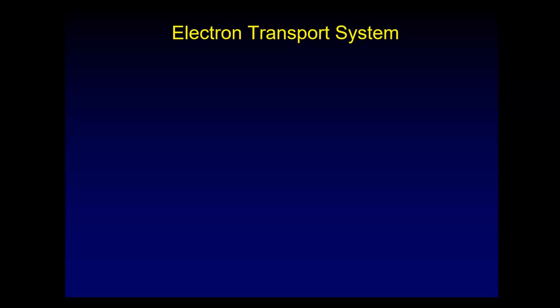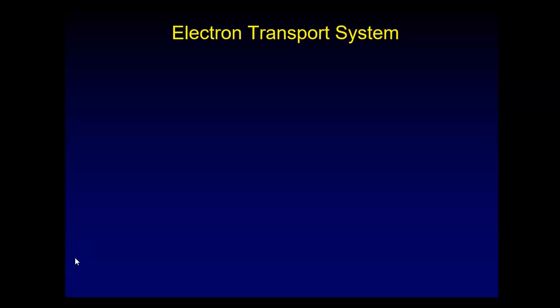We have one last slide to cover in this series on energy, and it involves the electron transport system. The electron transport system is found in two places that we want to talk about, and that is in the mitochondria and in the chloroplast. And it's found in the membranes of each of those, within the thylakoid membrane of the chloroplast and within the cristae of the mitochondria.